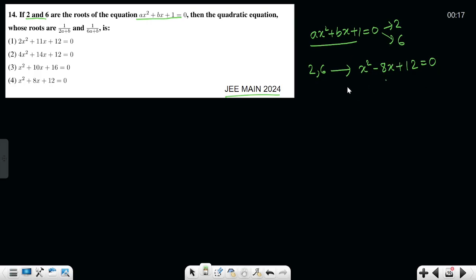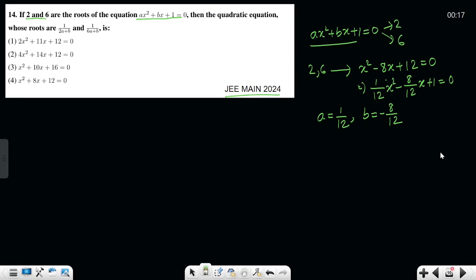Now we will compare these two equations. Carefully see here. Here it is 1, but here the constant term is 12. So we need to convert this to 1. To convert this, we will divide both sides by 12. So we will get 1 by 12 into x square minus 8 by 12 into x plus 1 equal to 0. Now we can compare these two equations. Clear? So from here we can say that a is equal to 1 by 12 and b is equal to minus 8 by 12. Clear?